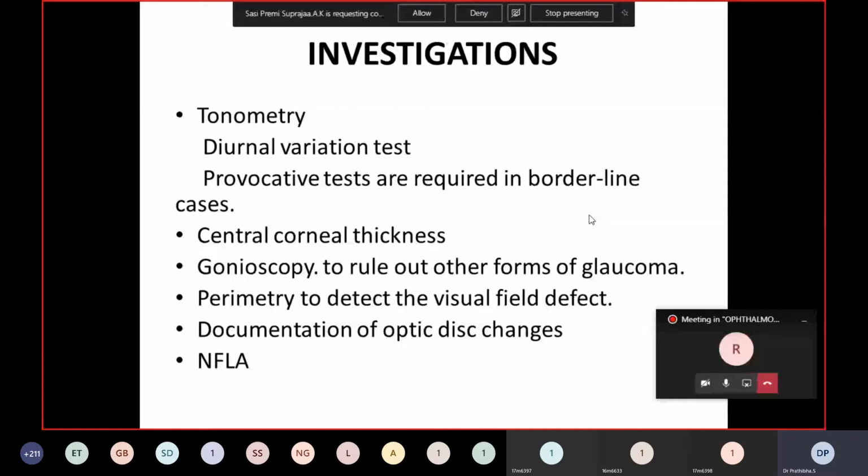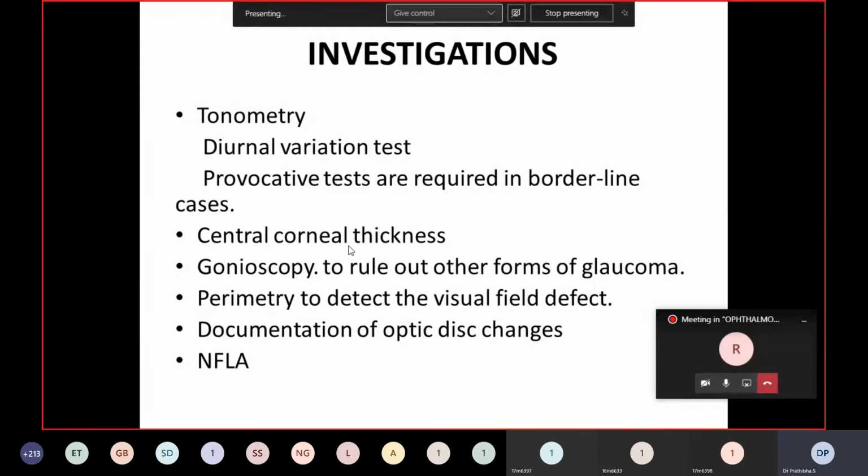If we have borderline cases, if the patient is having 20 millimeters of mercury, that is neither normal nor high, it comes under high normal. In those borderline cases, to prove that it is POAG, we do a provocative test that will be explained. Then we do a central corneal thickness measurement using pachymetry, because we get a falsely high or low reading depending upon the thickness of the cornea. If the cornea is thin, we falsely record the IOP as low. So that's why we need to check the central corneal thickness.